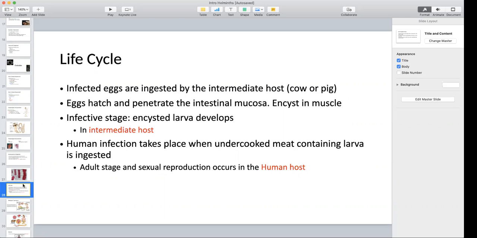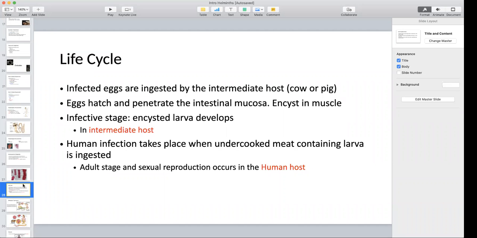And then human infection takes place when we consume these undercooked meats that are infected with the larvae. And so sexual maturation takes place in the human. That's why the human is the definitive host. Adult stage and sexual reproduction occurs in the human host. So in your notes, you should be able to summarize succinctly what's happening. I'm not huge on the small details, but the big picture is that this life cycle looks like this.